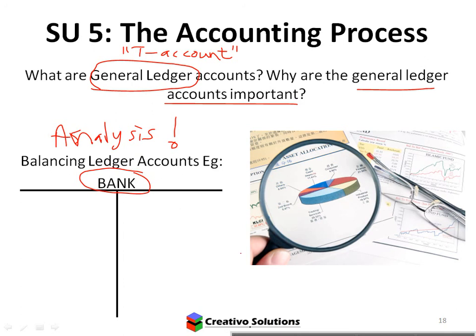If I look at something like this, debit bank, credit capital, what transaction is that describing? If you had to tell me what the transaction would have said, what would it have said? That the bank account is debited, which means it's increased, and then the capital account is decreased. No, you're confusing increase and decrease. Both accounts are increasing.